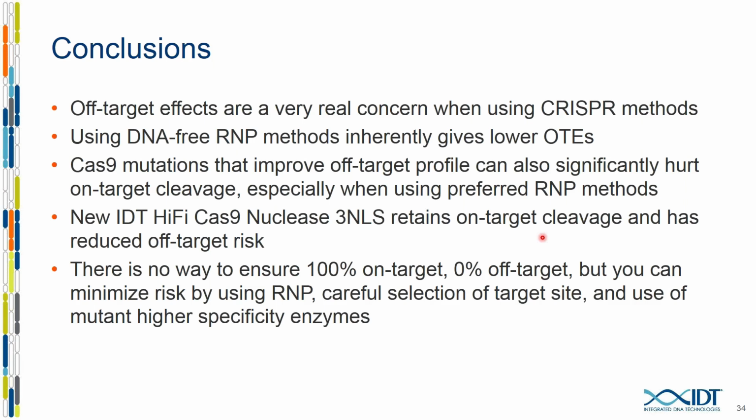And with that, I want to make a few concluding statements, and then I'll end on one experiment that I think sort of pulls everything together. So off-target effects are a very real concern when using CRISPR. They're potentially a hidden disaster.